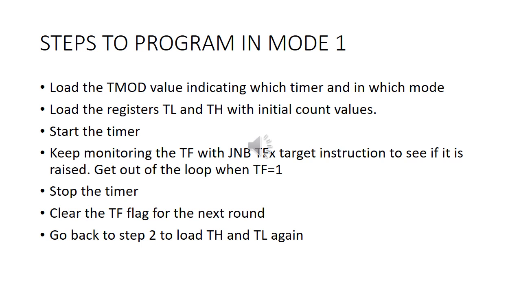How to stop the timer? By using the CLR TR0 instruction if it is timer 0, CLR TR1 if it is timer 1. The next step is you should clear this timer overflow flag for the next round. After that, in order to repeat the process, you should reload the TL along with the TH value. That means you should go back to the second step. These are the steps you are going to follow in case of programming mode 1.